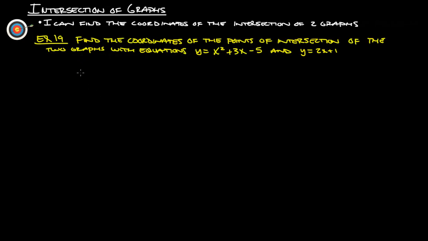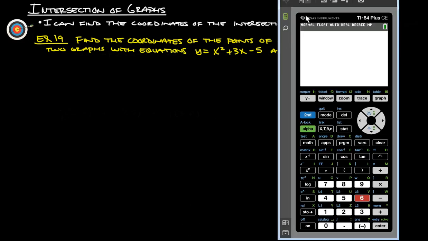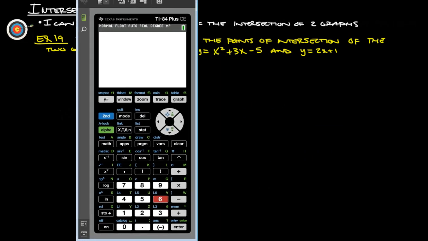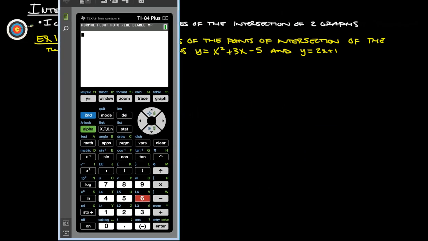So let's get straight into how to do this. Example 19, find the coordinates of the points of the intersection of the two graphs with these equations, okay? Now we can actually solve this with good old math, but you know what? We can actually also do this on the graphing calculator. So that is really probably the fastest, easiest, most efficient way and has the least chance of coming up with an error.